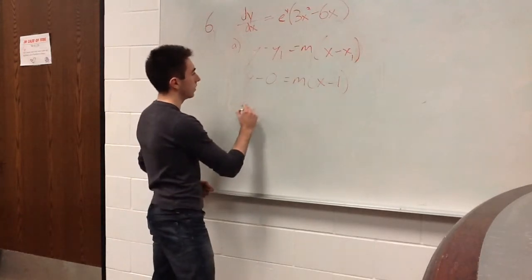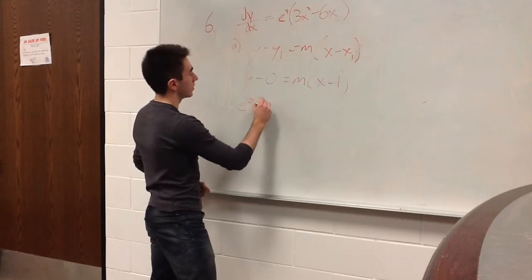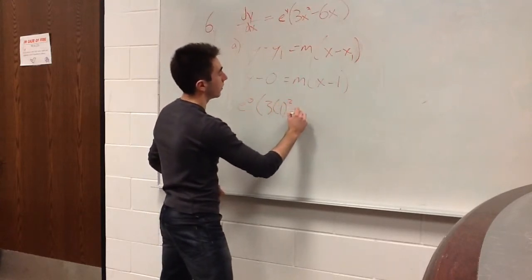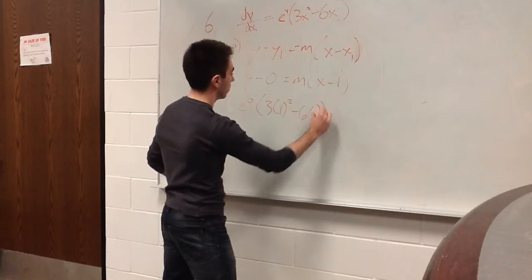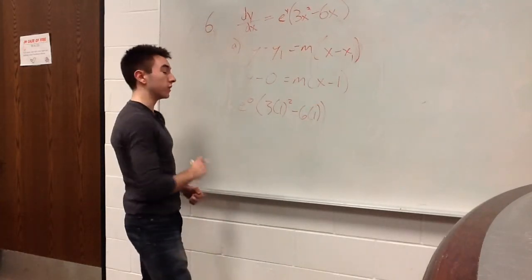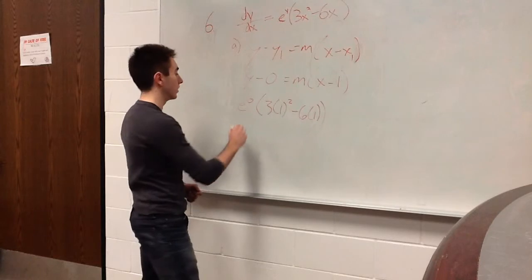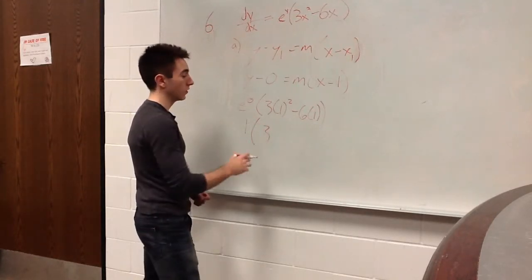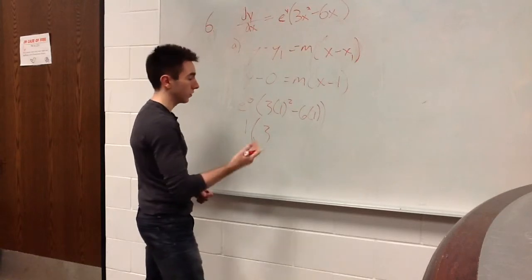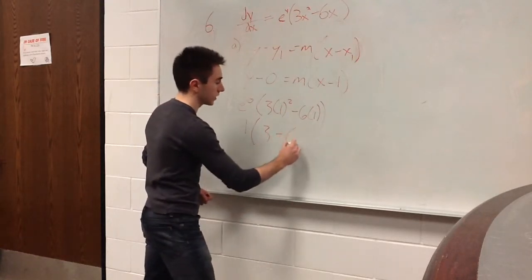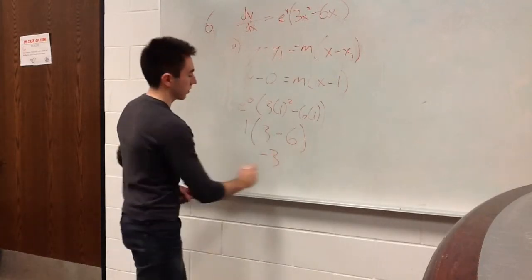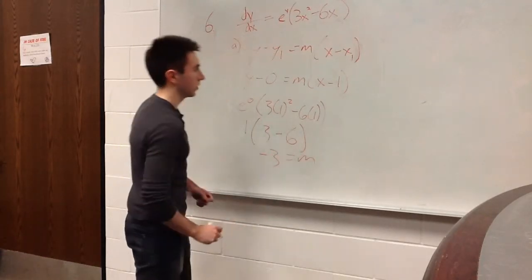So we have e to the 0 times the quantity 3 times 1 squared minus 6 times 1. When we simplify that out, e to the 0 is 1, and 1 squared is 1, so 3 times 1 is 3. We have minus 6 times 1, so we're going to get negative 3. So that means that is our slope.